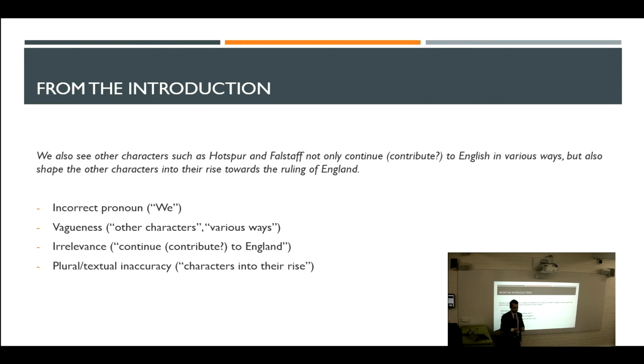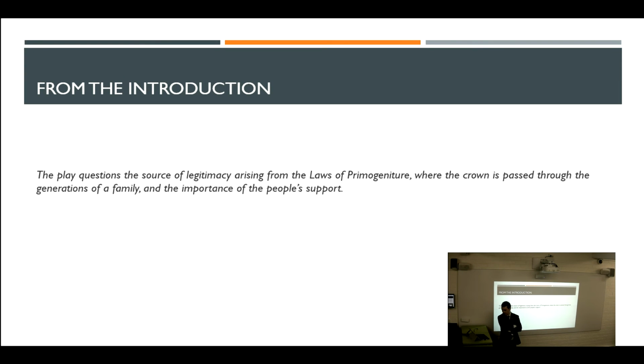I probably should get you guys writing this down. The next one I'm going to ask you to actually write the sentence. Alright, next one, go. The play questions the source of legitimacy arising from the laws of primogeniture, where the crown is passed through the generations of a family, and the importance of the people's support.